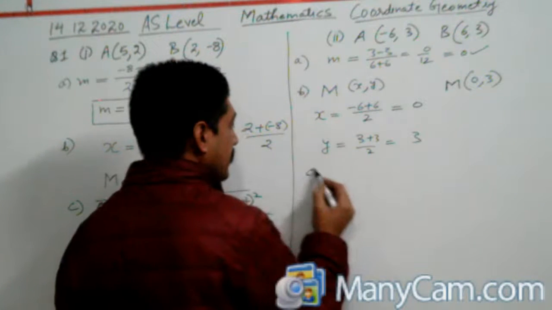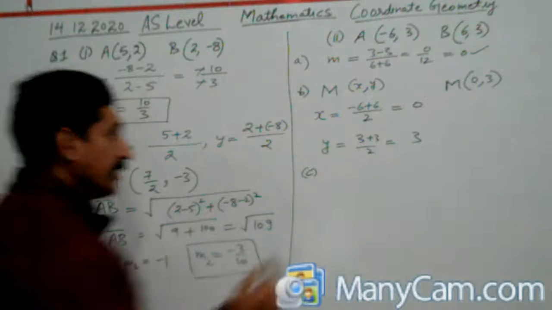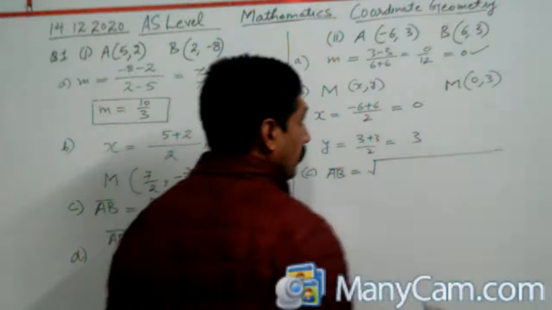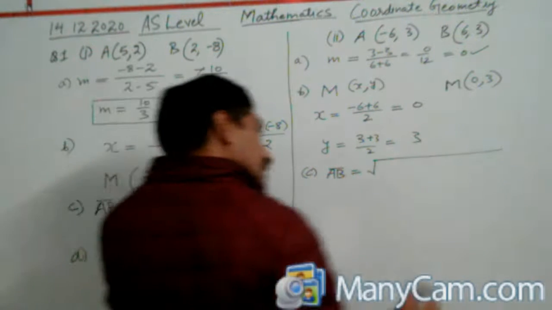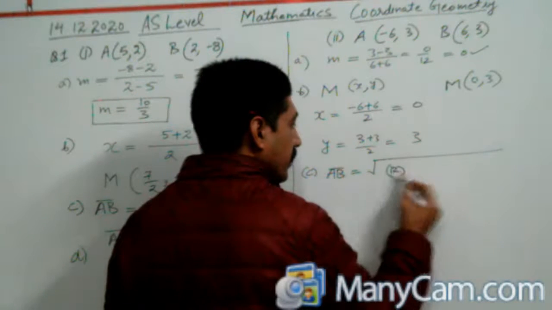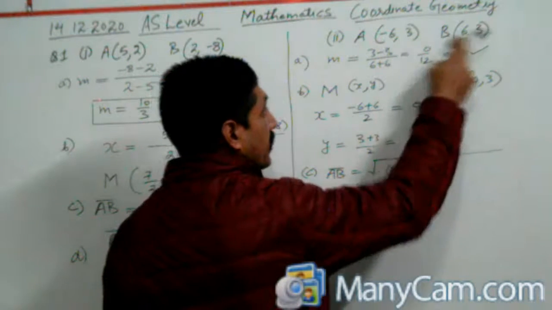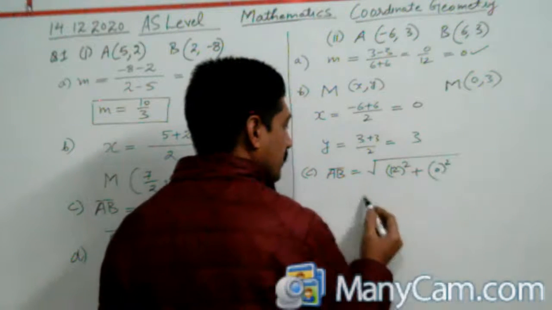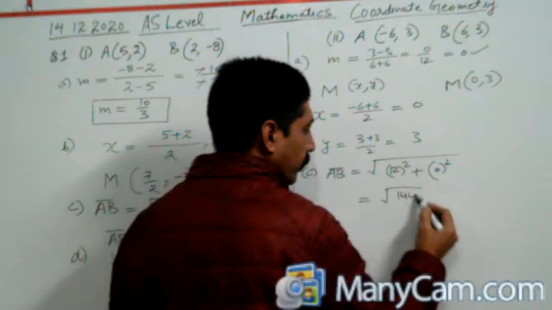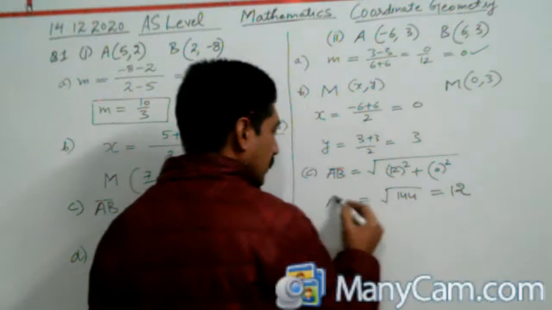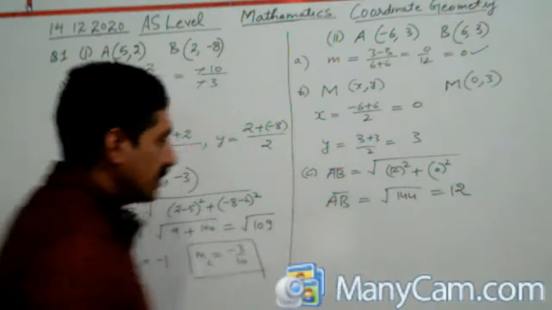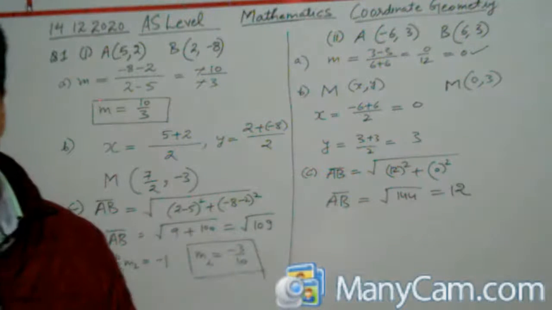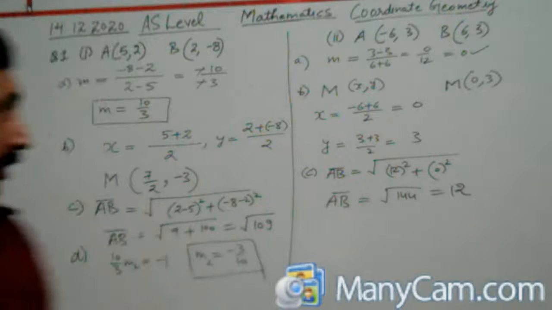And the next is the distance formula. The distance AB is equal to under root 6 minus of minus 6, that is 12 whole square, plus 3 minus 3, that is 0 whole square. So the distance formula gives under root 144, that is 12 only. So the line segment AB is of 12 units, right? By using the distance formula. And last one, the slope is 0.